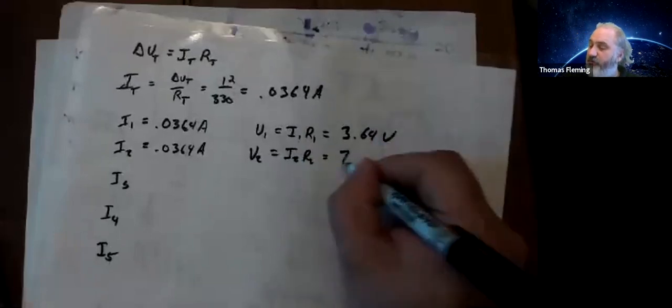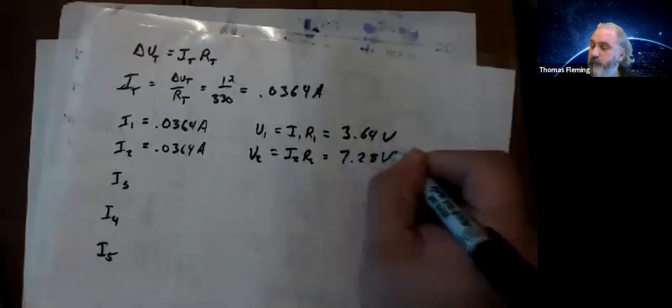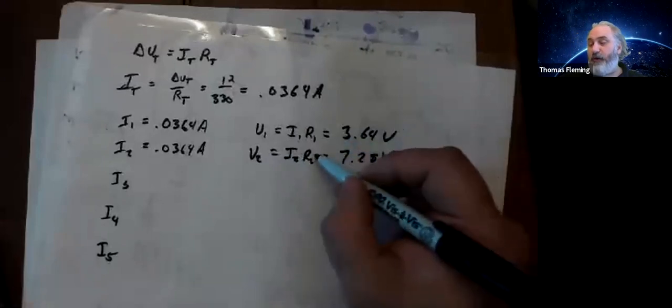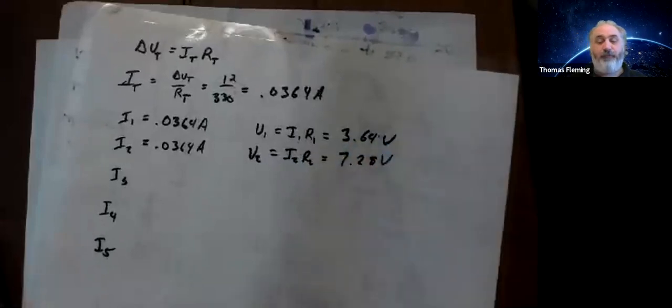That's going to be 7.28 volts. Right? Because R2 is 200. It's literally double what that was. So now let's look back at the original circuit.